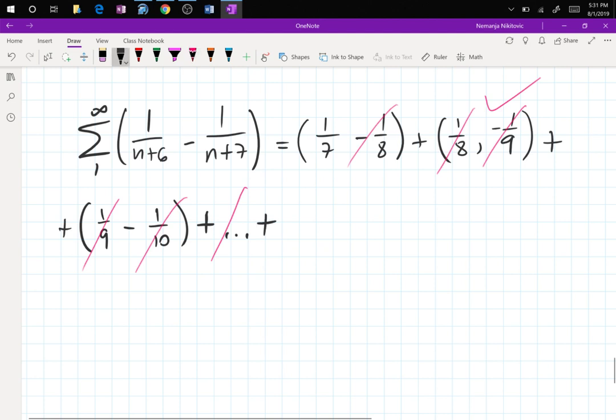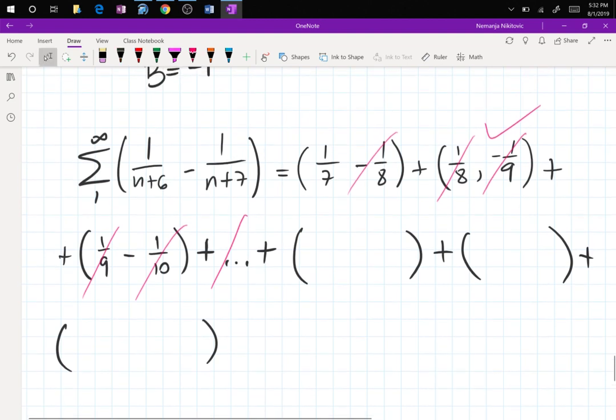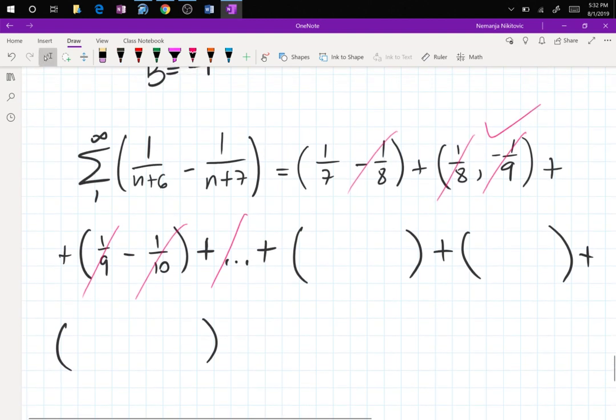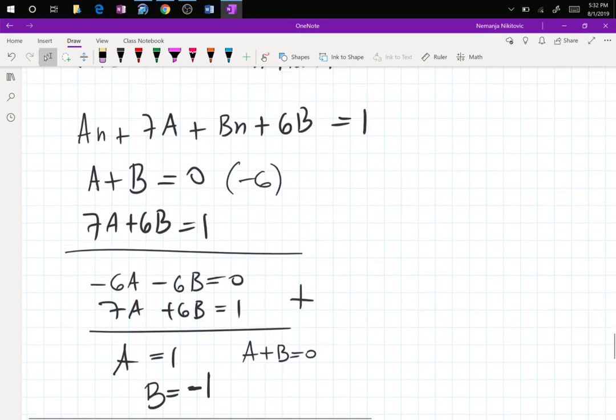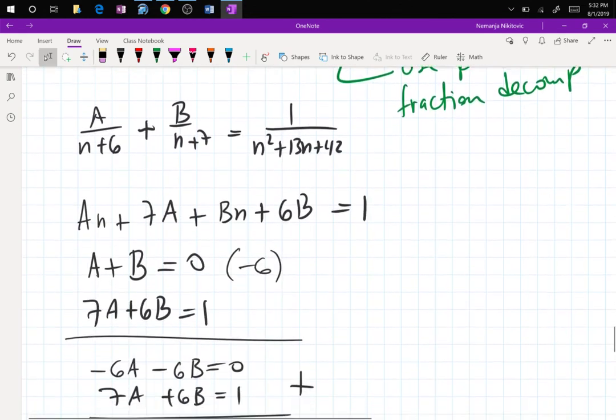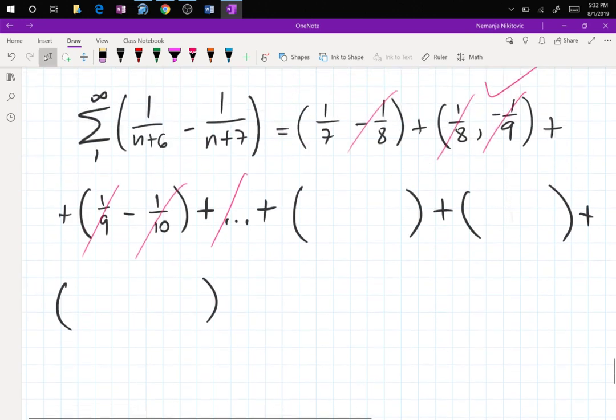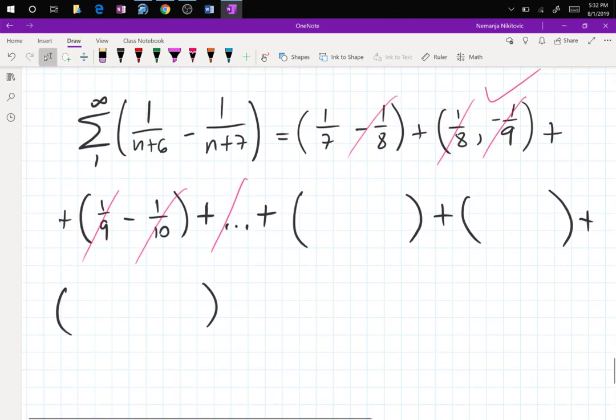Plus, and now we have the tail end. For the tail end, I'm just going to set up 3 of these. And you always start working on the last one. Work your way up. So, what do I have? Hold on. Series? All right. So 1 over k plus 6 minus 1 over k plus 7.